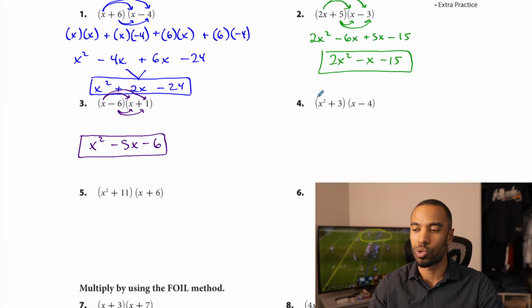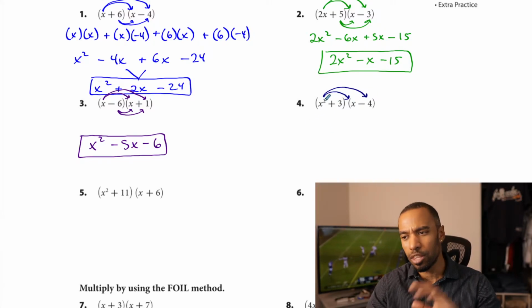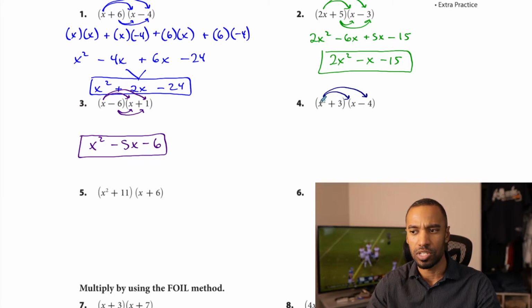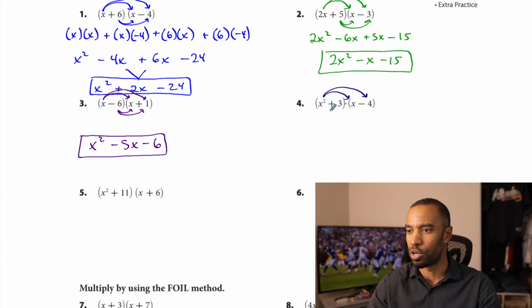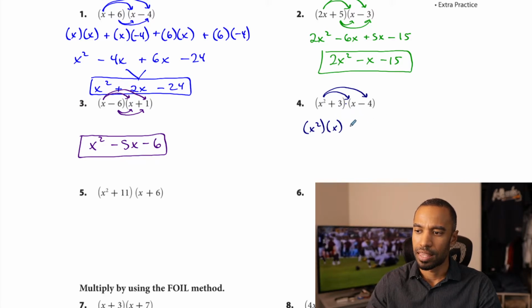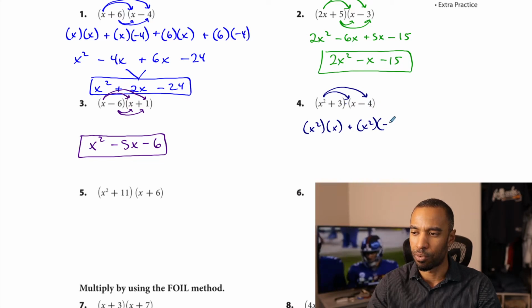All right, now this one has an x squared, so I'm going to get a little more careful with it. I'll spell it out again. X squared times x and x squared times negative 4. Notice, by the way, I'm not multiplying x squared with 3. That doesn't make any sense. X squared is not multiplying with 3. It's adding with 3. It's multiplying, though, with those two over there. So I do have x squared times x here. And then I have x squared with negative 4. Remember that 4 is negative.